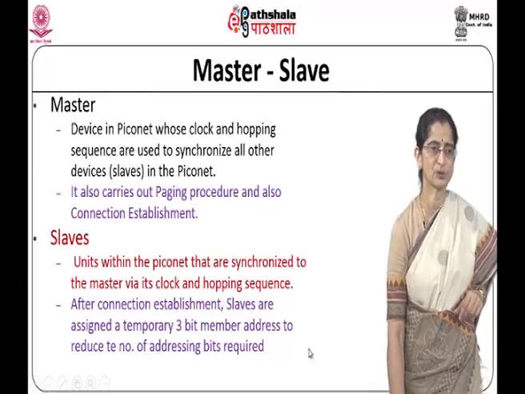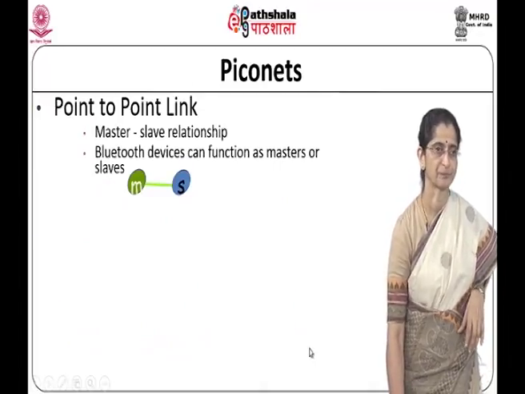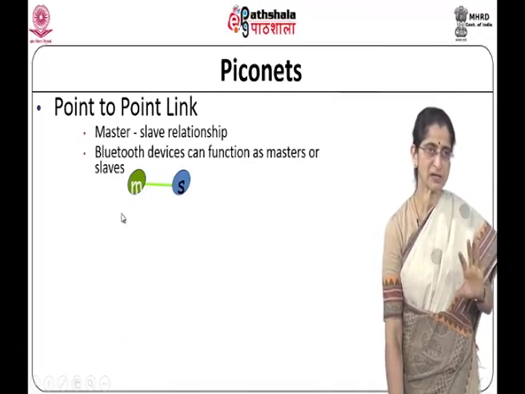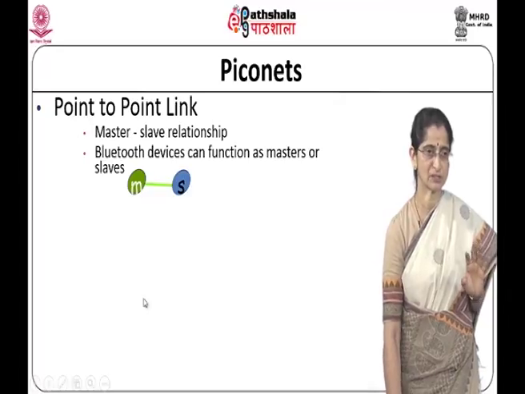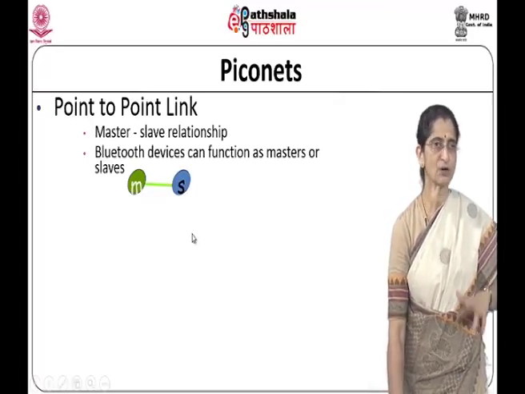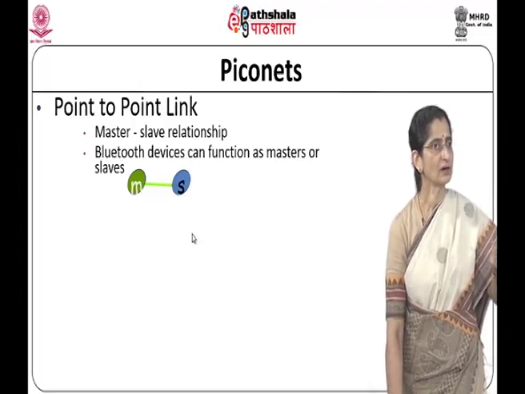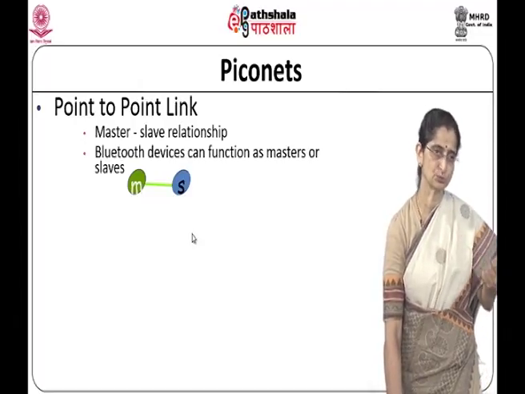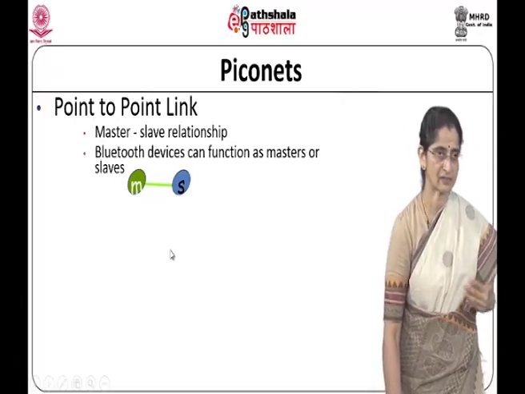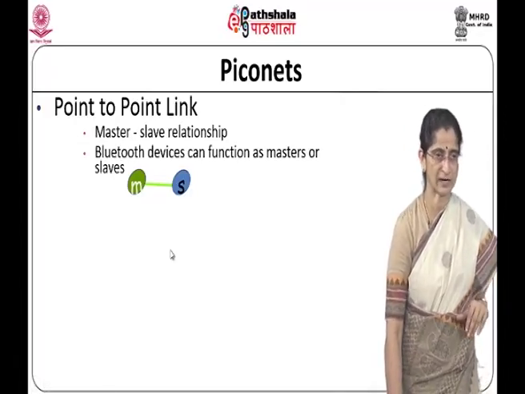Okay. So, it is basically to reduce the number of addressing bits that are required. Now, when you talk of these piconets, it is essentially a master-slave relationship that is supported. A Bluetooth device can either function as a master or as a slave. You would have seen this when you are, for instance, using Bluetooth to connect two mobile devices. One will act as a master, the other can act as a slave. Any of them can act as a master and any of them can act as a slave.